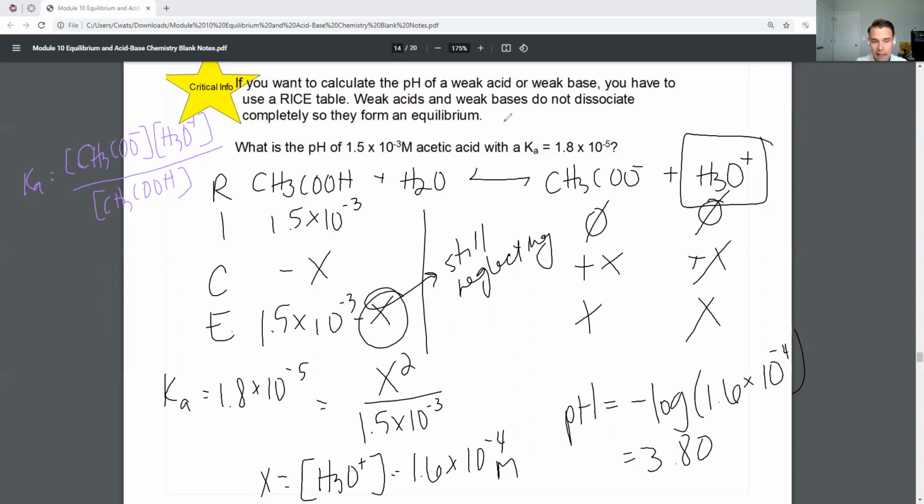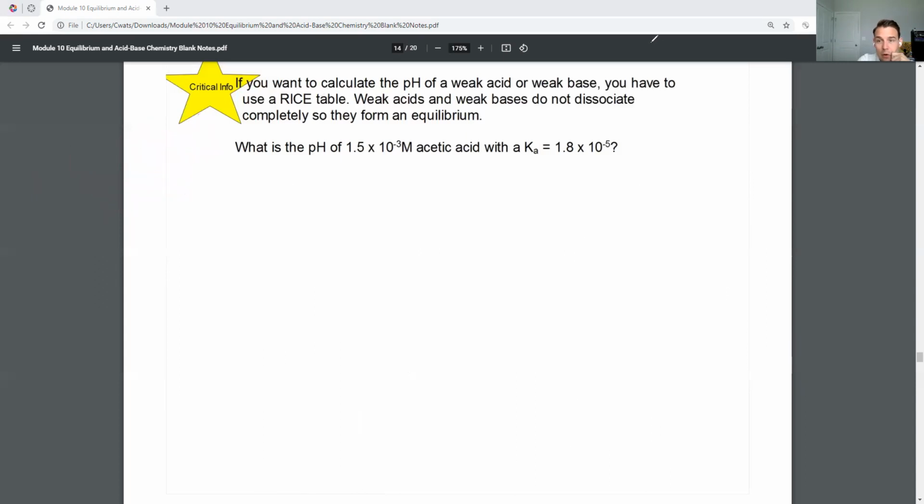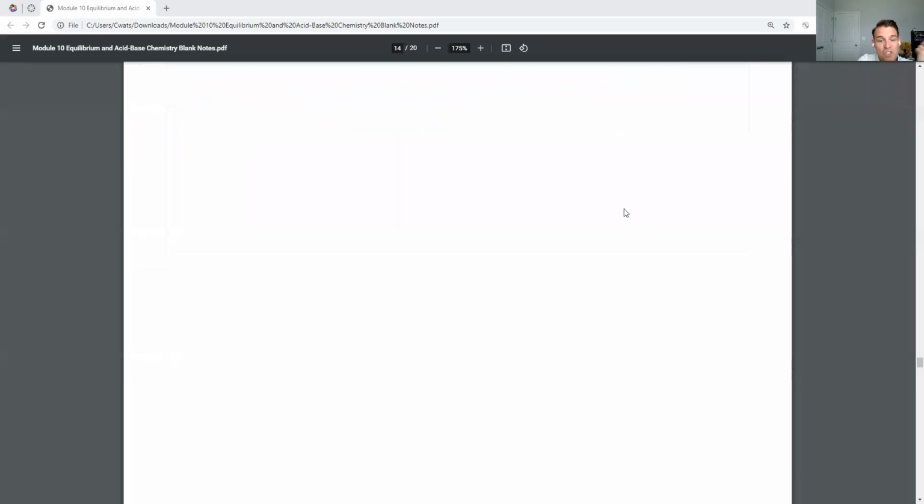Great. One more, and this one will be for a weak base. Done exactly the same as a weak acid, but you've got one extra step. You have to actually calculate the pOH first, of course, and then the pH. So we want to calculate the pH of a 1.00 molar solution of methylamine with a Kb of 4.38 times 10 to the negative fourth.